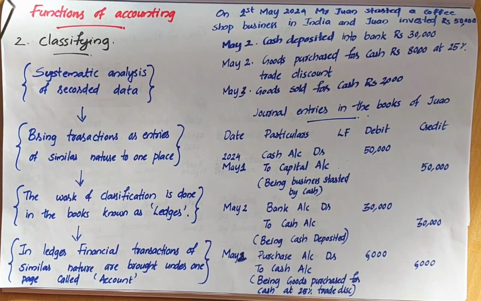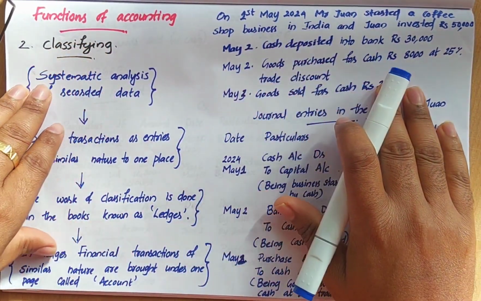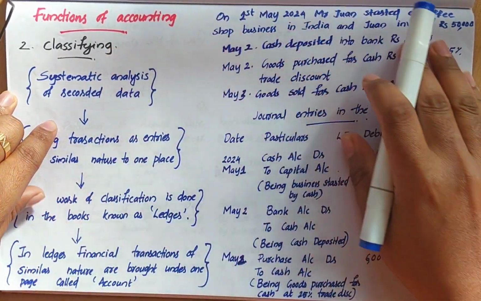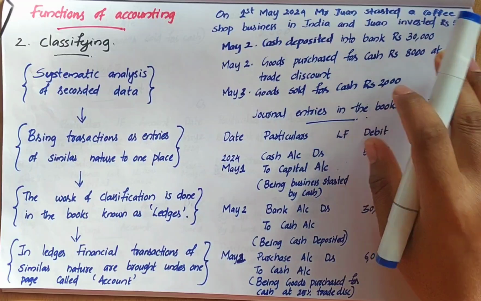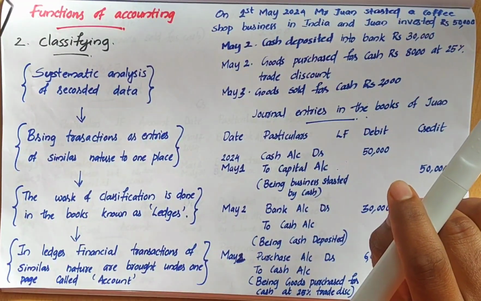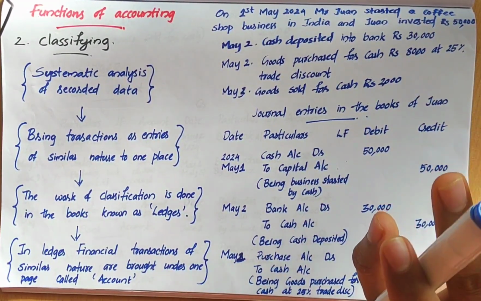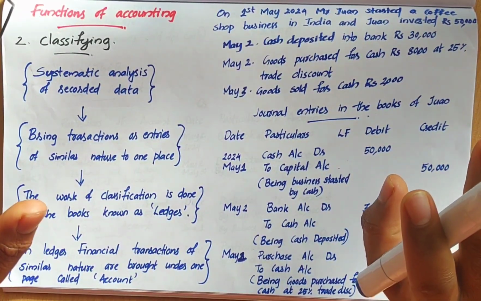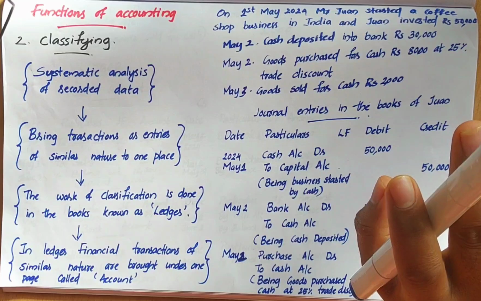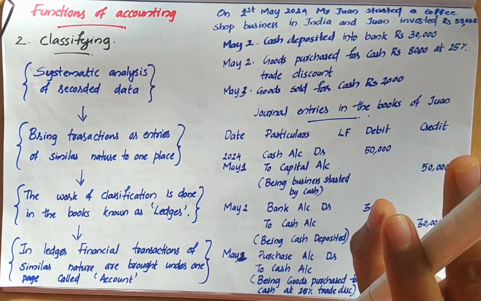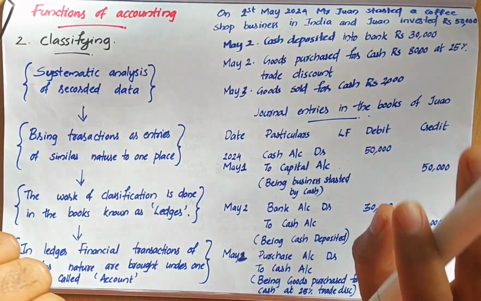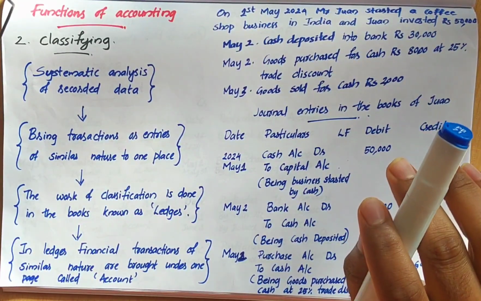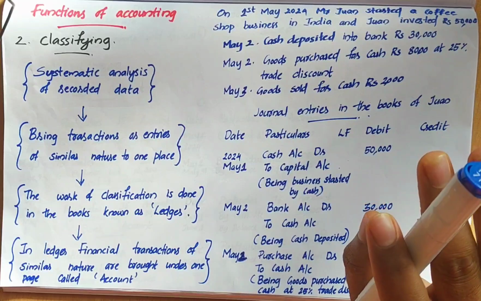Hi friends, today we are going to discuss the functions of accounting. The first function of accounting is recording, which we have already discussed in a previous video. Recording is nothing but journal entries. Journal entries are the recording of transactions of a financial nature in terms of money. That is what we call recording.